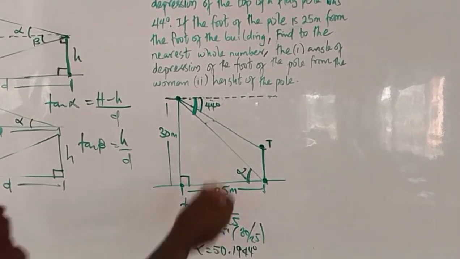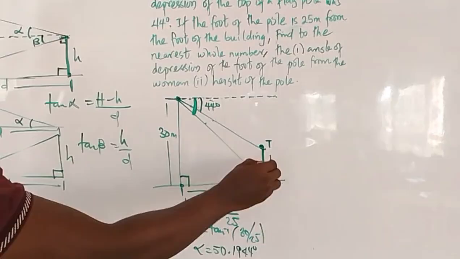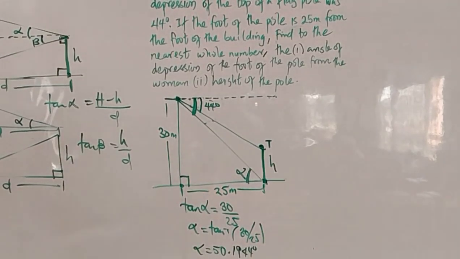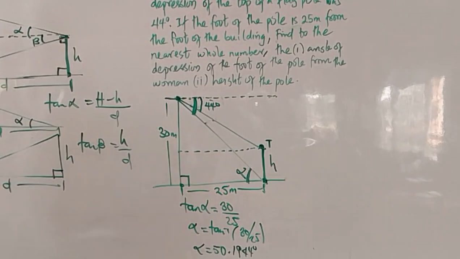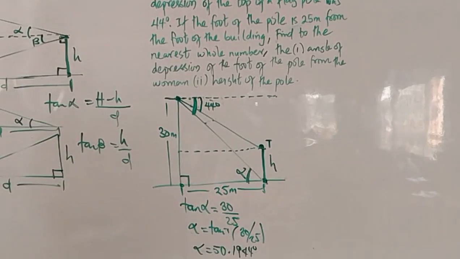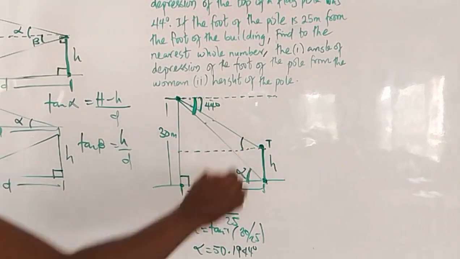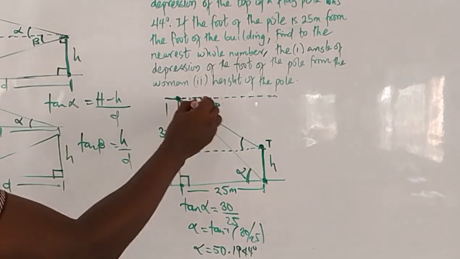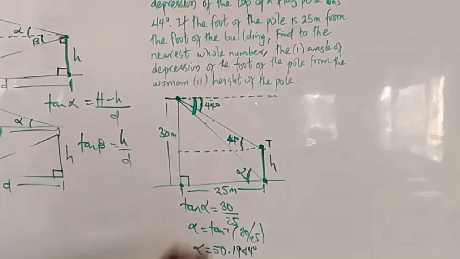Okay, second part. The height of the pole. This is the height of the pole. Let's call it h. First thing I will do is trace this line here. Why am I doing that? Because this 44, we cannot relate to any angle in this shape. But by doing this, if this angle is 44, definitely this angle is also 44, because they are alternate angles. So this angle is also 44 degrees.